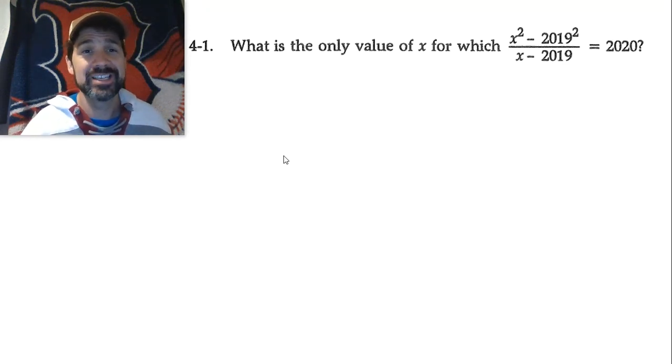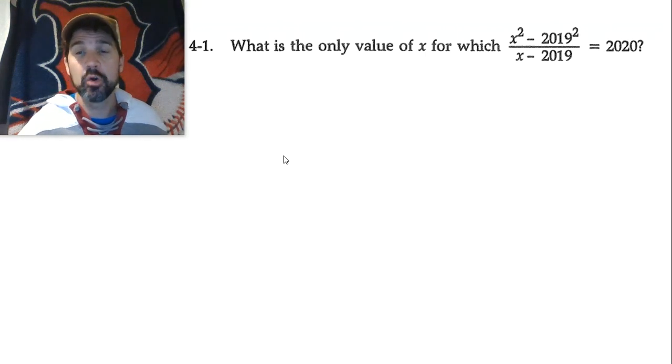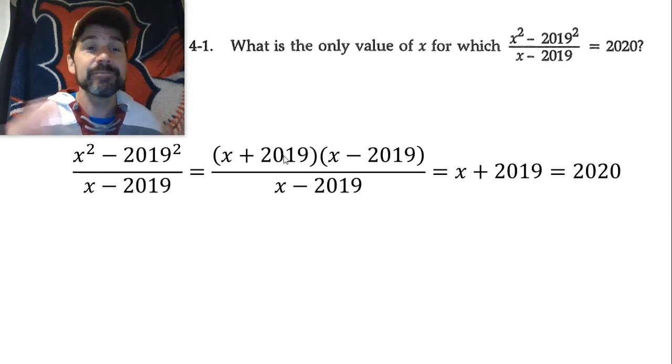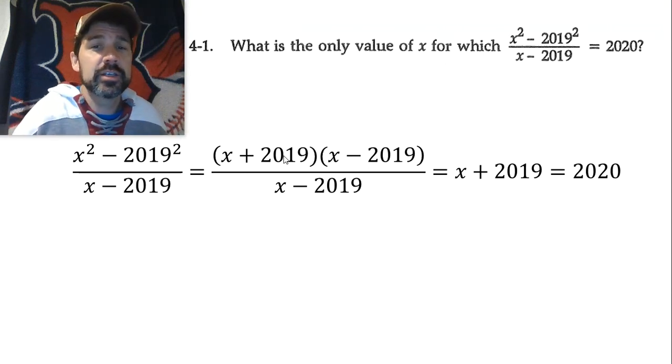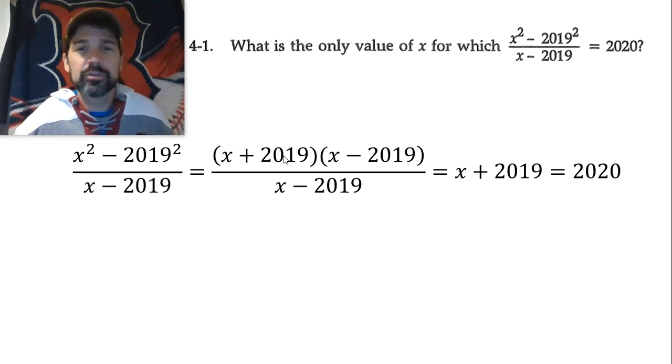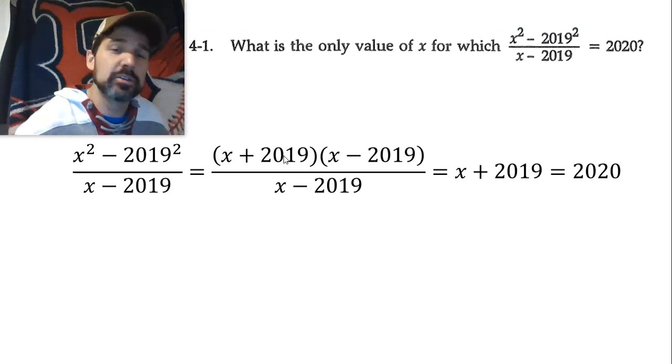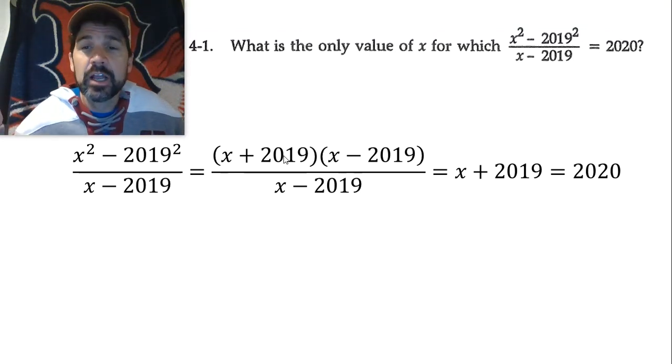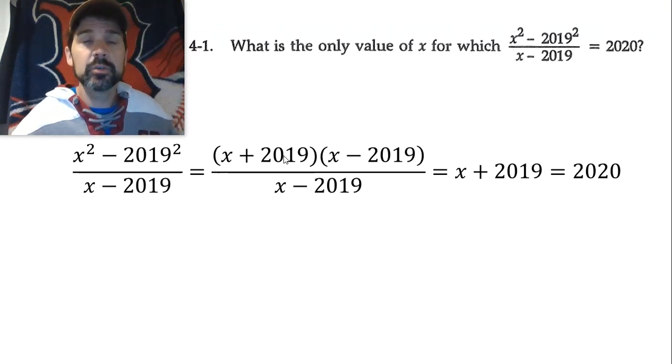Well, they want you to factor, so you can factor x squared minus 2019 squared, a difference of squares. X squared minus 2019 squared is (x plus 2019)(x minus 2019), over x minus 2019. So that's just a giant 1. You end up with x plus 2019 equals 2020, so x equals 1.